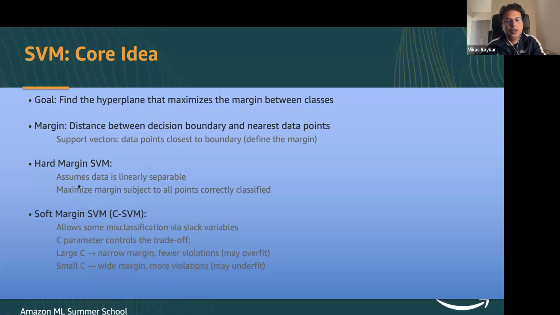There are two classes, the hard margin SVM and the soft margin SVM, which is called the C-SVM. The hard margin SVM assumes data is linearly separable and it maximizes the margin subject to all points being correctly classified. Whereas the soft margin SVM, C-SVM, allows some misclassification via slack variables. The C parameter controls the trade-off. Large C is a narrow margin with fewer violations and may overfit. Small C is a wide margin with more violations and may underfit.